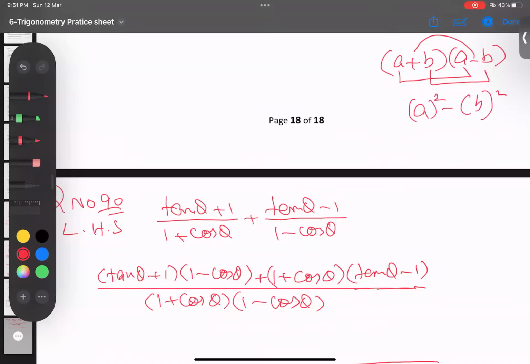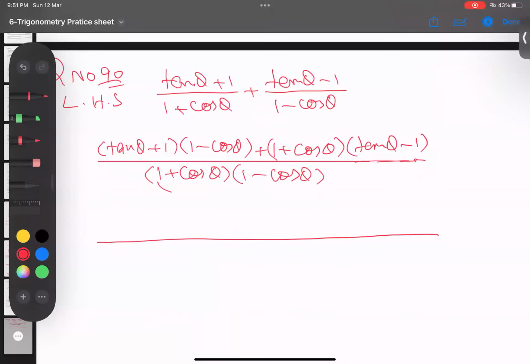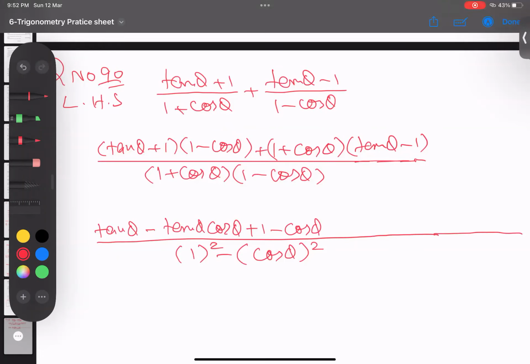This rule is applying here in the denominator. See, the first term matches, the second term matches, and the signs are opposite, so I can say first term squared minus second term squared. All right, this point is very clear. In the upper part, I just multiply them. Tan times 1 gives tan theta. Tan times cos gives negative tan theta into cos theta. 1 times 1 gives 1, and 1 times cos gives cos.